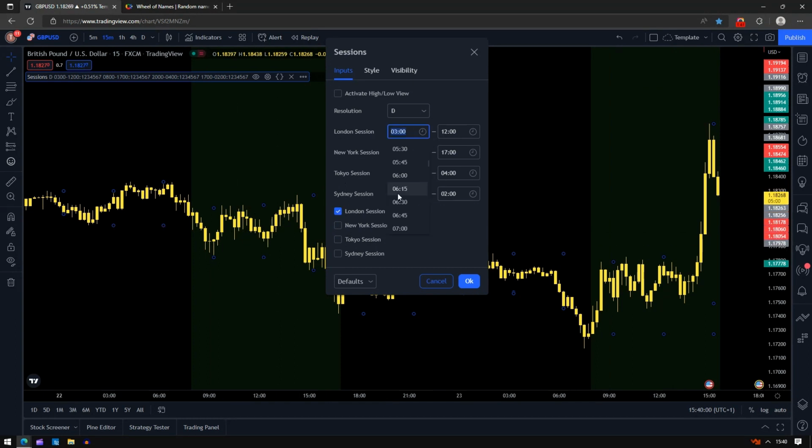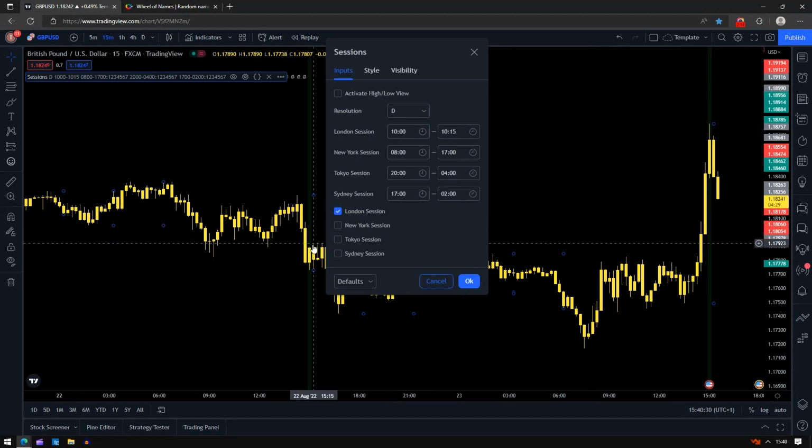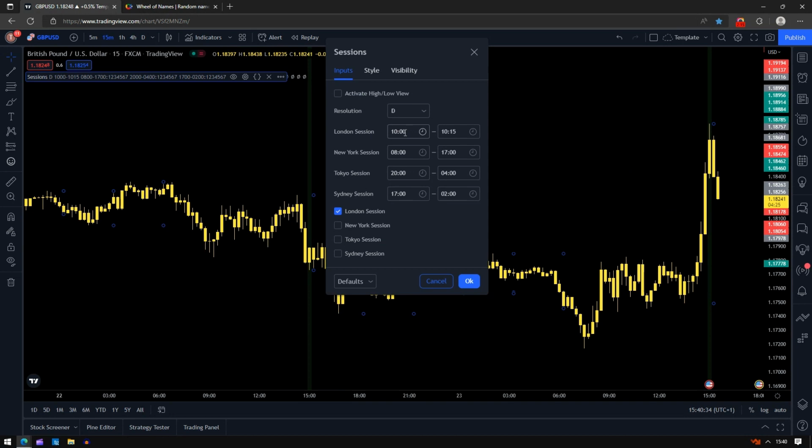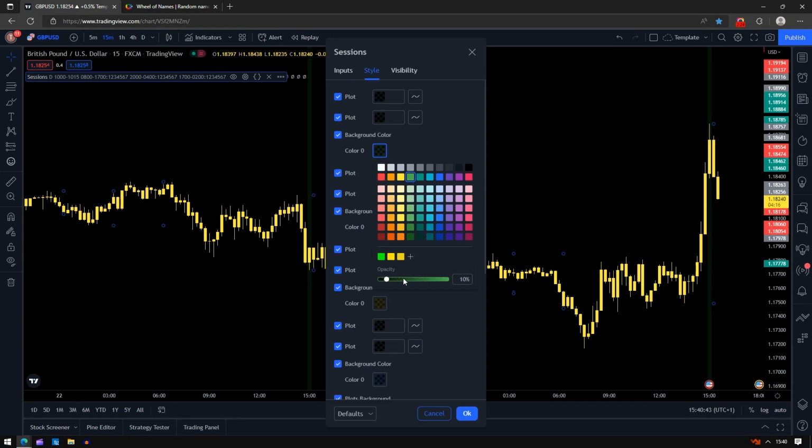I want the 3 o'clock candle UK time. To get 3 o'clock on my chart on that candle, you can see at the bottom it's 3 o'clock. I need to put 10 AM to 10:15. So you enter that, you tick off the other two, so you're only left with one line. You want to make it stand out a bit more.